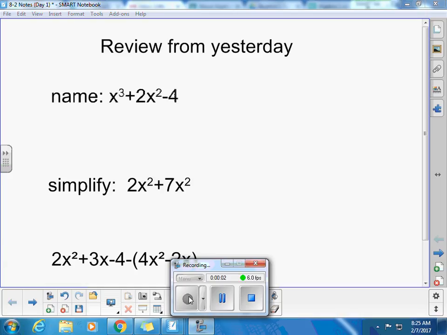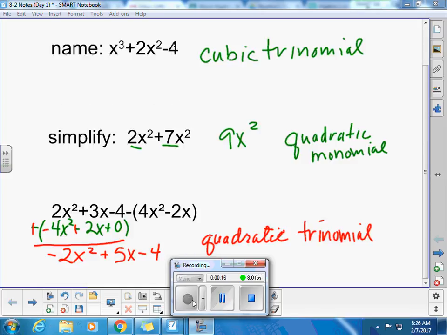Good morning. 8.2 day one starts with a little bit of review from yesterday. What I want you to do is put me on pause, see if you can get these simplified and named, and then push play. So here is what you should have for them.